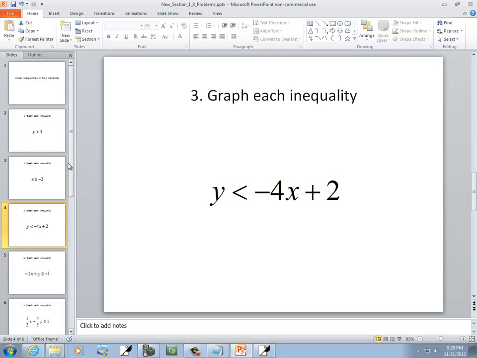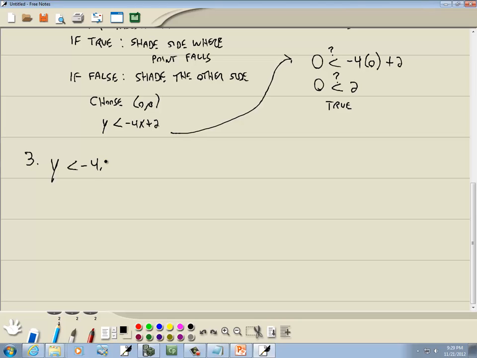Now to do this on the calculator, we've got y is less than negative 4x plus 2. If you have a less than or a less than or equal to, we'll have a lower left-hand triangle. If you have a greater than or greater than or equal to, you'll have an upper right-hand triangle. Like this. Well, let's go plug in negative 4x plus 2 in our calculator.